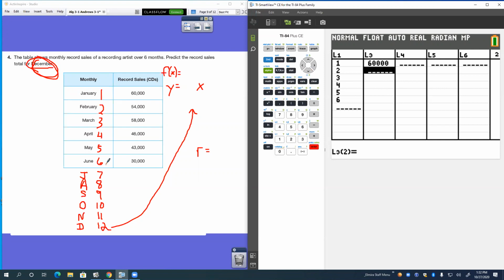So we have 60,000. We have 54,000. Remember, the most common mistake that people make in this is typing in the wrong values. If you have even one number typed in wrong, it's going to screw up all of your data. So I'll give you a chance to type that data in.